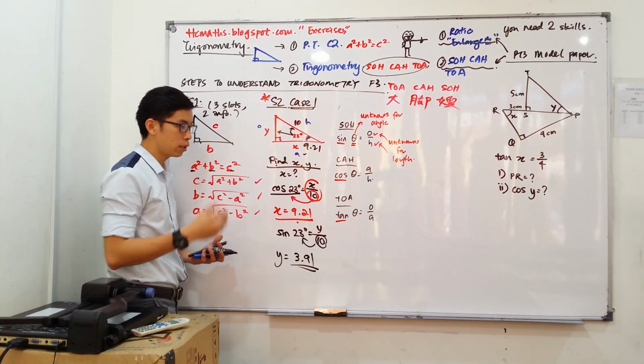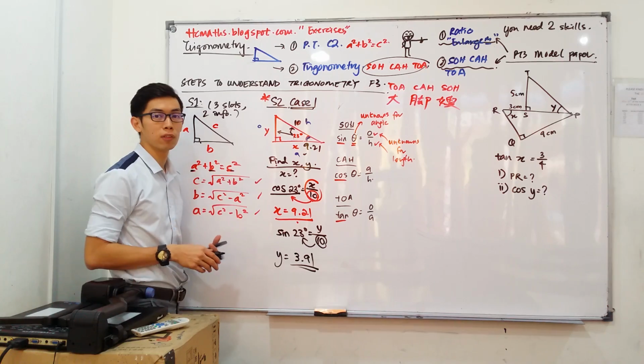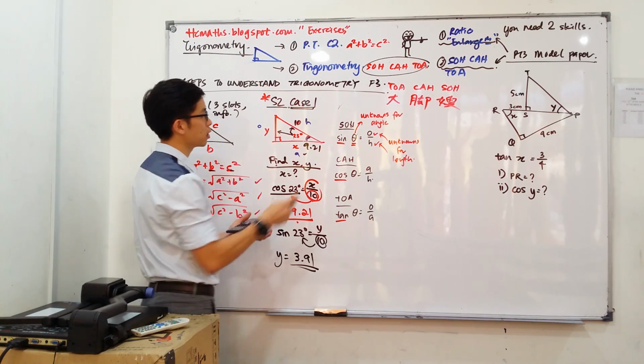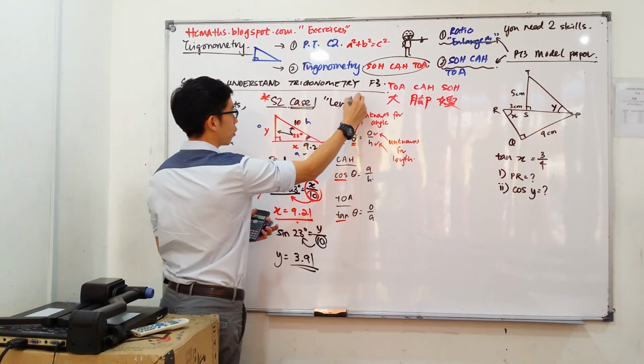So one main thing here is trigonometry has a lot of benefit. First you can solve your angle, second you can solve your length, and what I'll show you here in case 1 will be some length related calculation.